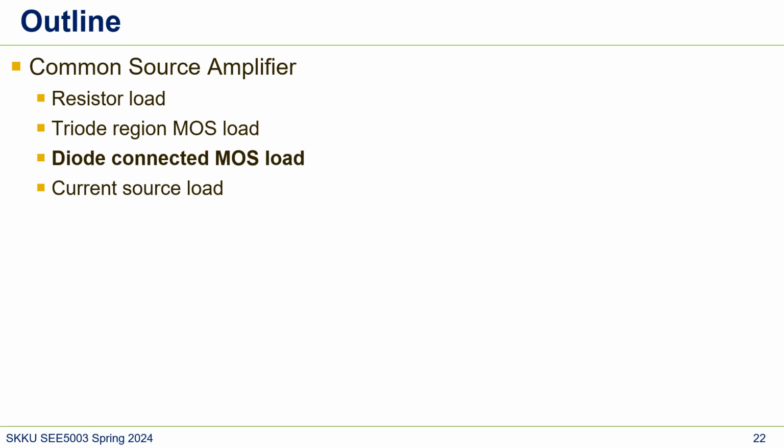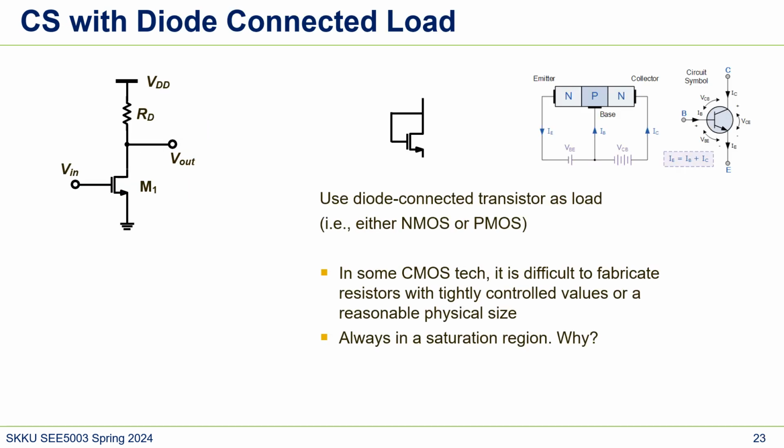So far we learned about two loads. The first one was the resistor, and the second was triode. Now let's talk about the diode connected MOS load. This is an NMOS diode connected load, and we also can have a PMOS diode connected load. What we'll do is replace this resistor load with our MOSFET.